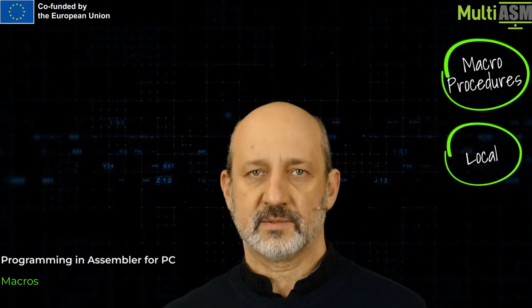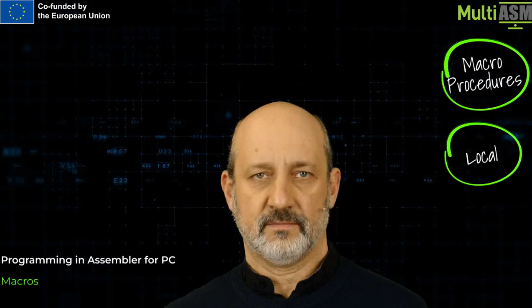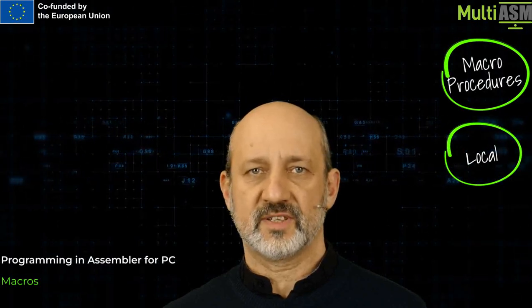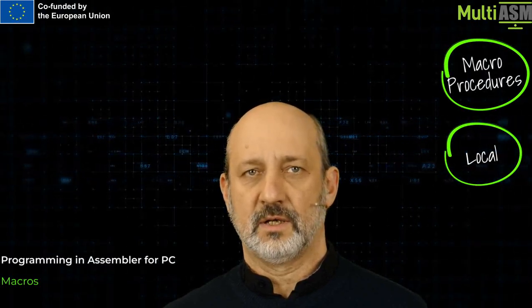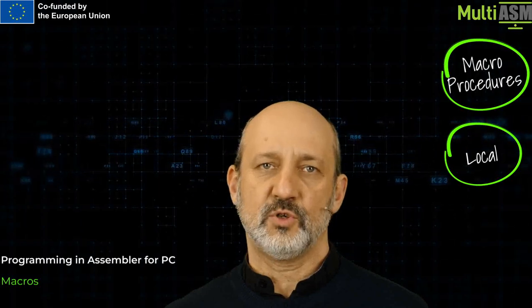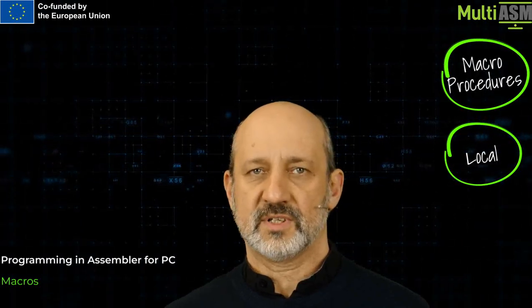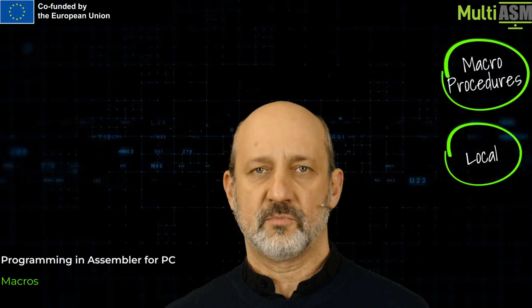If a label needs to be defined inside the macro, it must be declared as local to avoid ambiguity. In general, any symbol can be declared as local. In such a case, it will only be visible inside the macro. The local directive can be used for this purpose. It must appear in the line next to the macro statement.